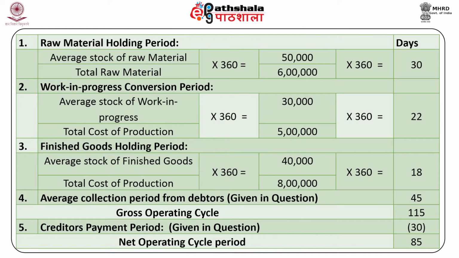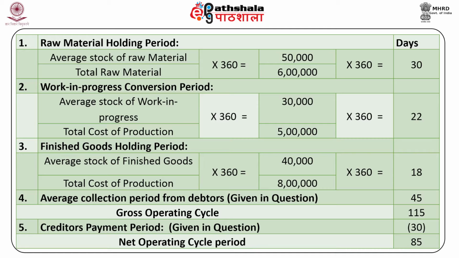Raw material holding period will be average stock of raw material multiplied by the number of days, over the total raw material requirements of 6 lakhs. Work in progress requirements total is rupees 5 lakhs, and the total number of days is 22. Finished goods holding period is 18 days. Average collection period from debtors is 45 days, which is given in the question itself. Gross operating cycle is 115 days, the total of all.